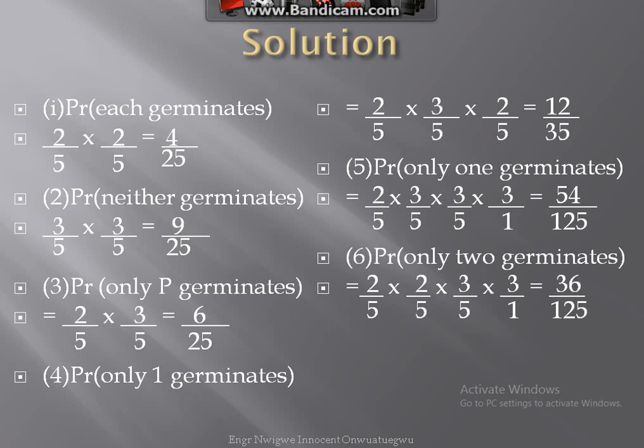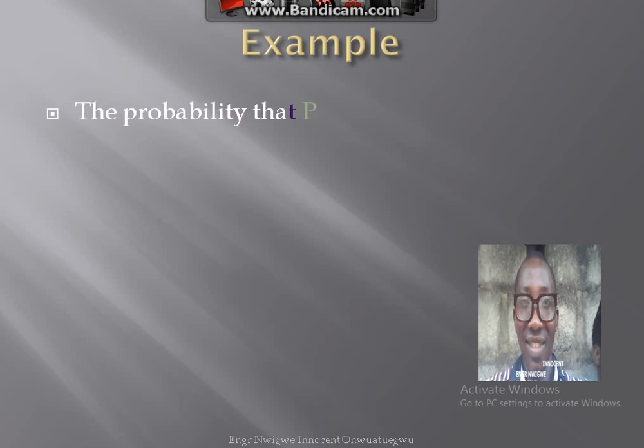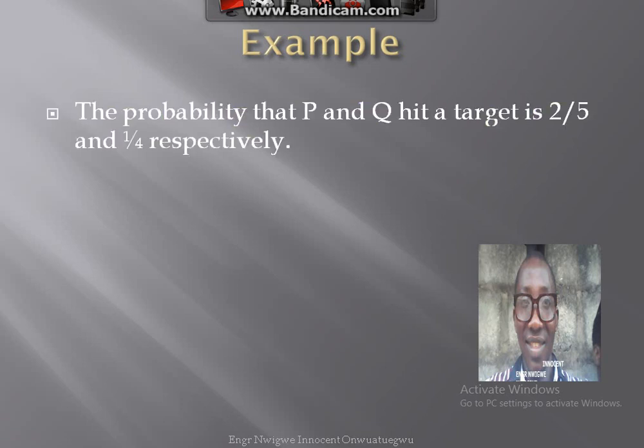For the 3 seeds K, P, N, only K germinates. We have that for K, we have 2 over 5 times the ones that did not germinate, out of the 3, which is 3 over 5 times 3 over 5, which gives us 18 over 125.